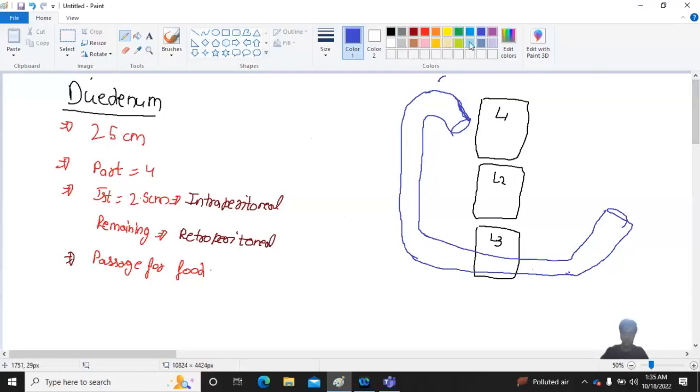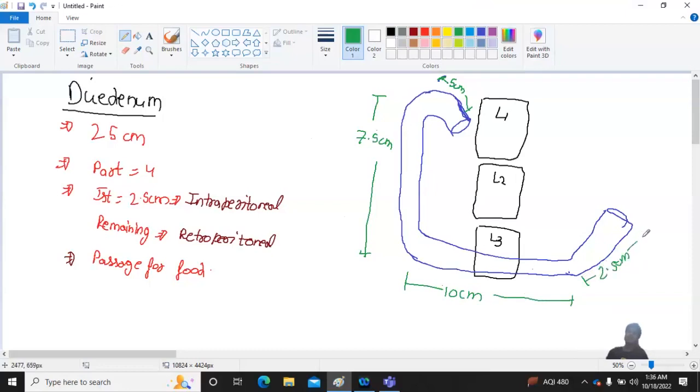The first section is 5 centimeters. This is the first 5 centimeter section. Then this is 7.5 centimeters, the second part. This is 10 centimeters. And the remaining is 2.5 centimeters, the fourth part. So this is the first part, this is second, third, and fourth. The fourth ascends up to L2. First, it starts from L1, then it descends to L3, and then again ascends to L2. So these are the four parts of the duodenum.